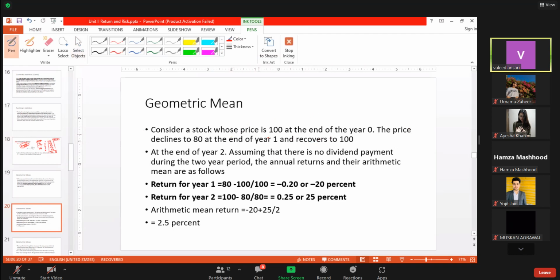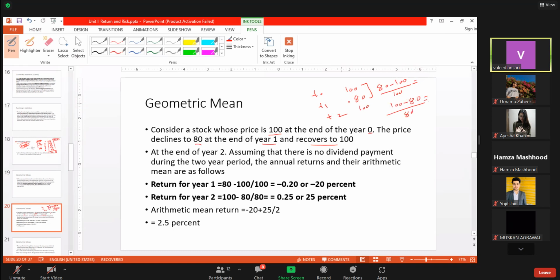So consider a stock whose price is 100. At the end of the year, let us say, the price declines to 80 at the end of year 1 and recovers to 100. It is simply saying that 100 rupees at time zero, then 80, and then again it recovers to 100. So naturally for the first period, you will calculate 80 minus 100 divided by 100. Then the second period will be 100 minus 80 divided by 80. So this will give a return for each period.